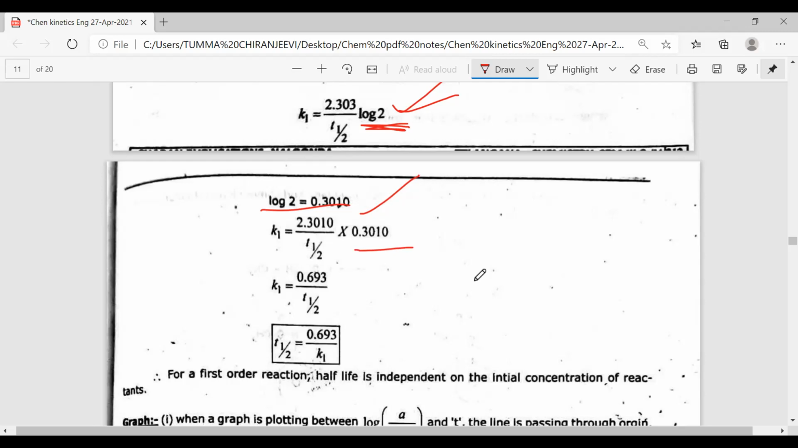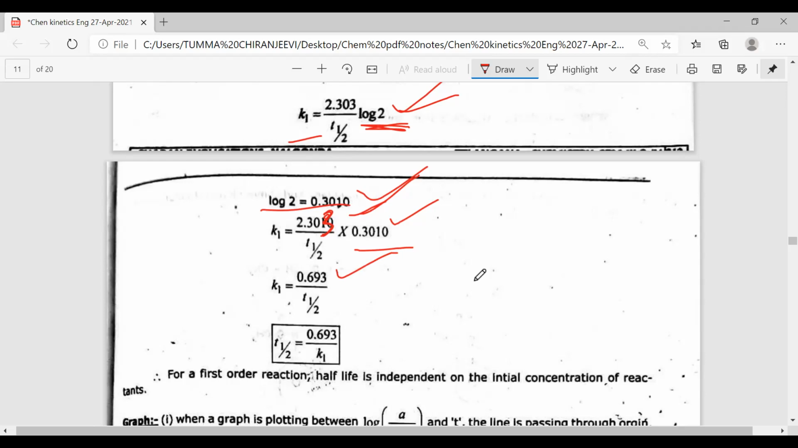Sorry, here is the condition. Since it is 2.303, K is equal to 2.303 by t half into 0.3010. After substituting the log 2 value in this equation, and after multiplication of 2.303 into 0.3010, the value is equal to 0.693 by t half.